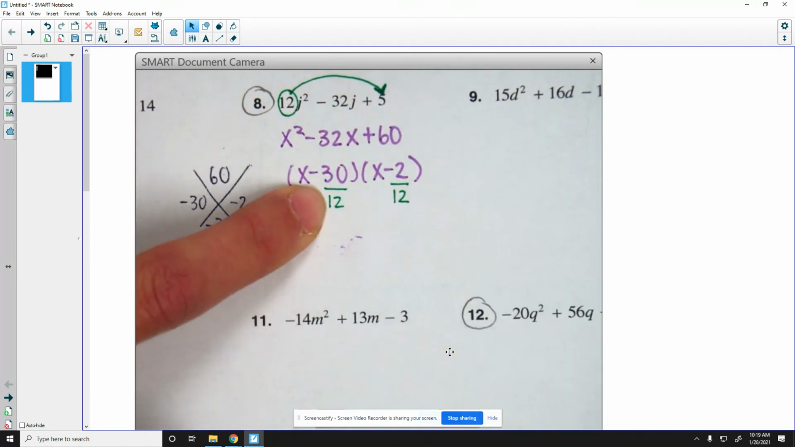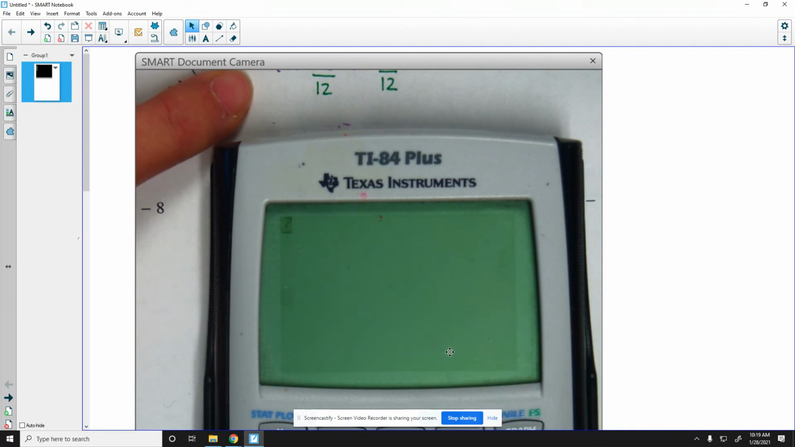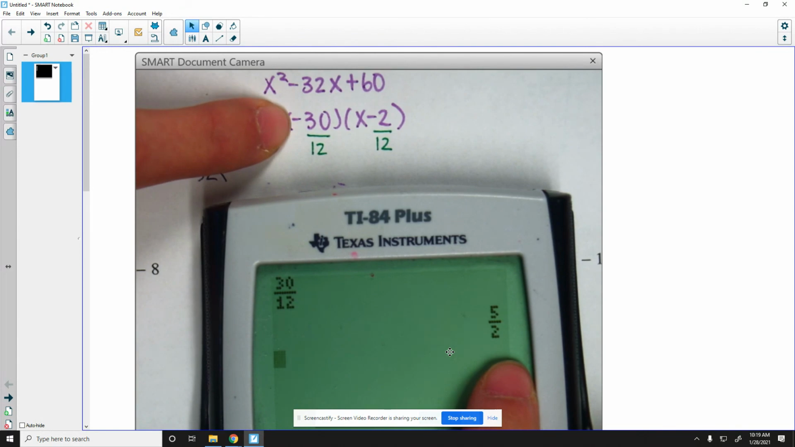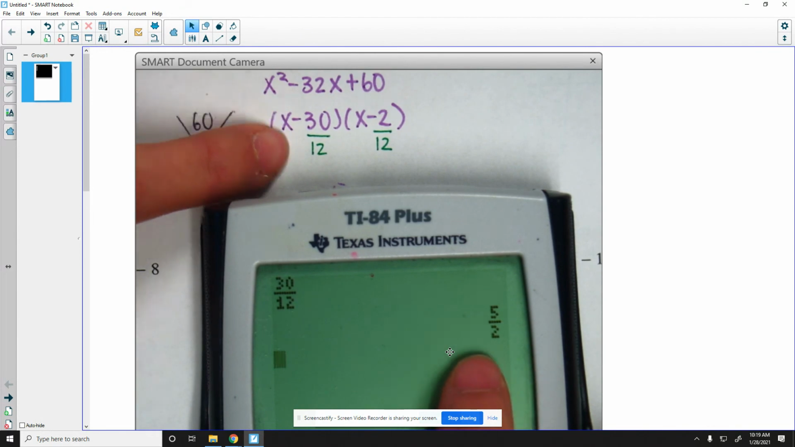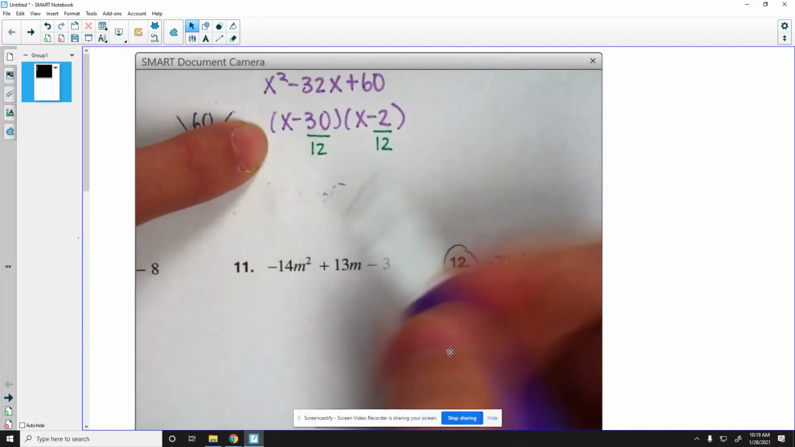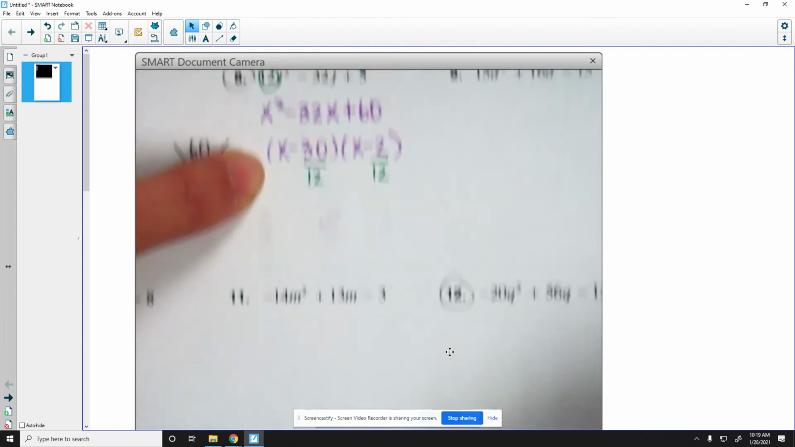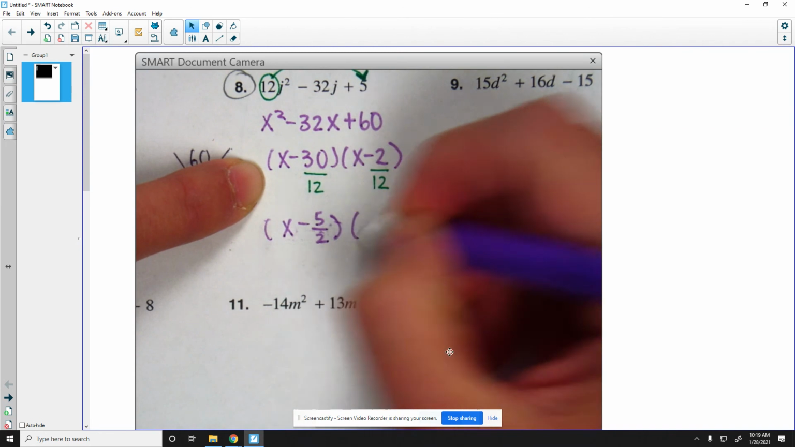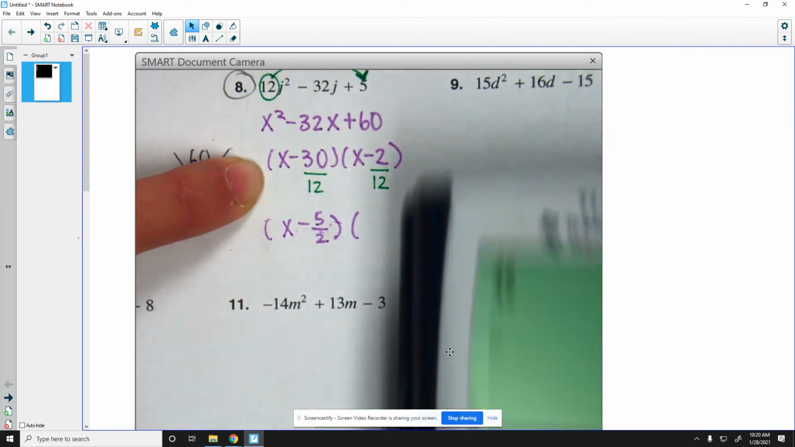Simplify. 30 over 12 can be simplified, okay? So 30 over 12 is 5 over 2. If your fraction can be simplified, you have to simplify it first, then bump the bottom over to the side. If you write 12x minus 30, it's going to be wrong. When you multiply it out, you'll see when you double check your answer, it would be wrong. So it's actually x minus 5 halves, and then 2 over 12, that can be simplified too.